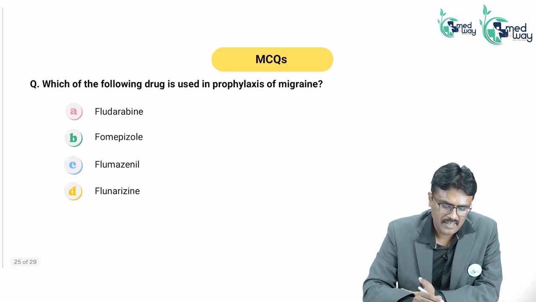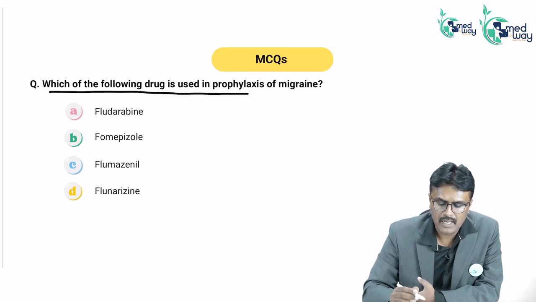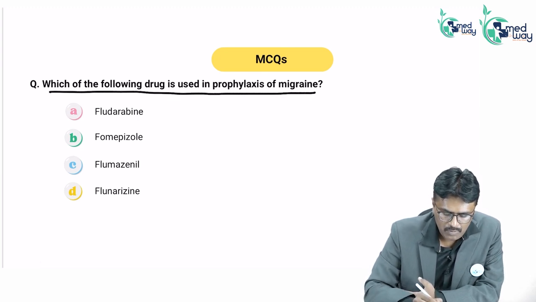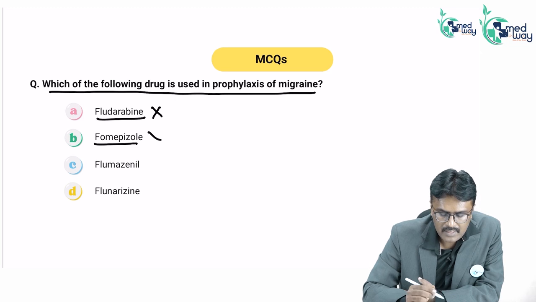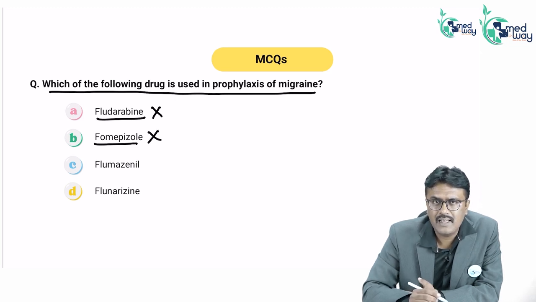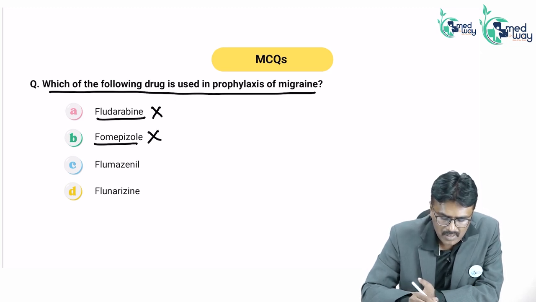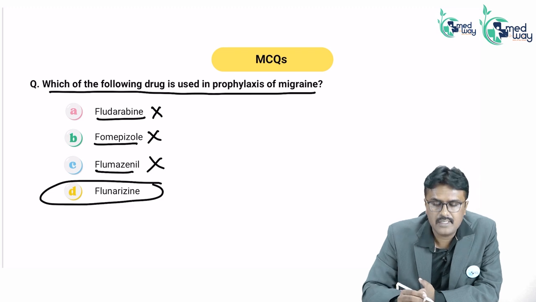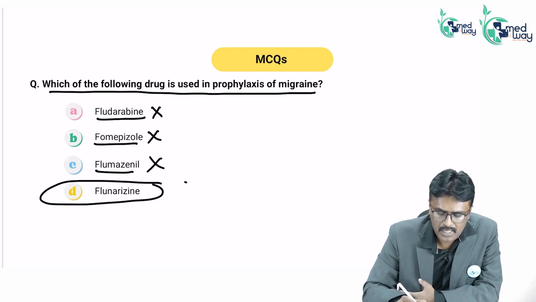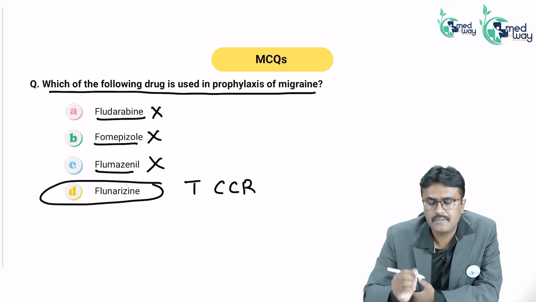Let us solve some MCQs here. Which of the following is a drug for prophylaxis of migraine? Fludarabine, it's an anti-cancer drug. Just to confuse you, it has been given. Fomepizole, it's an antidote for ethylene glycol and methanol poisoning. Flumazenil is an antidote for benzodiazepine overdose. The drug for prophylaxis is flunarizine. It blocks T-type calcium channels.